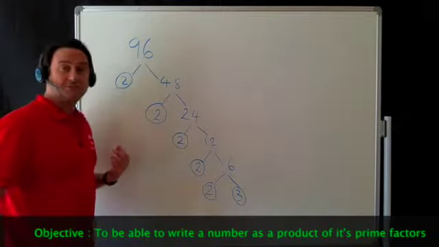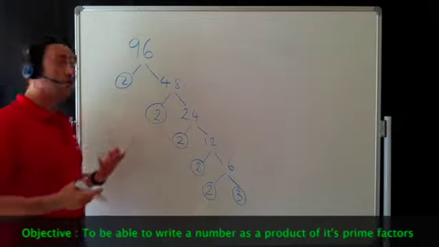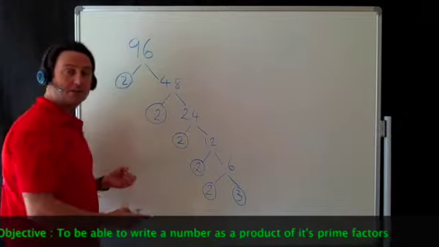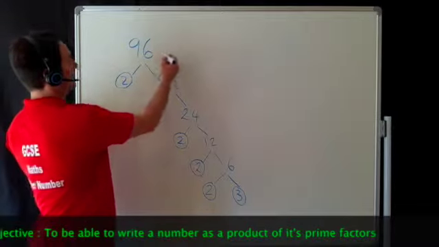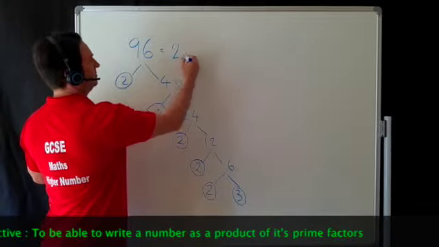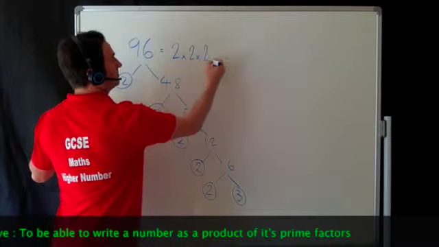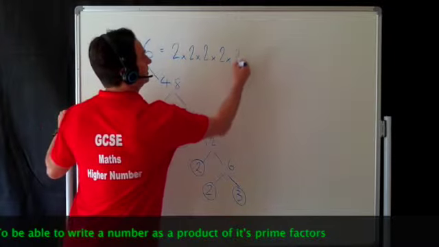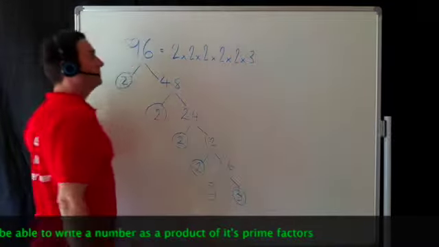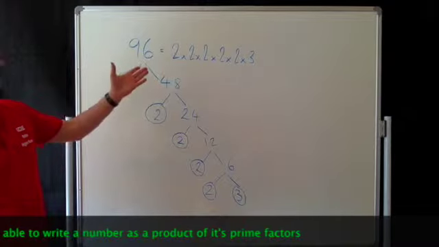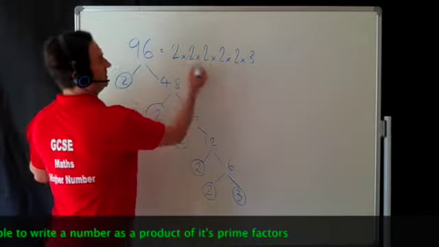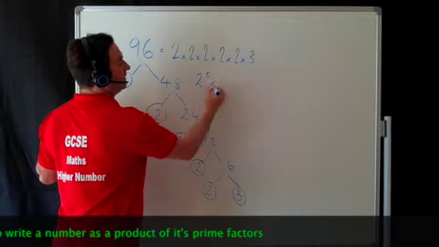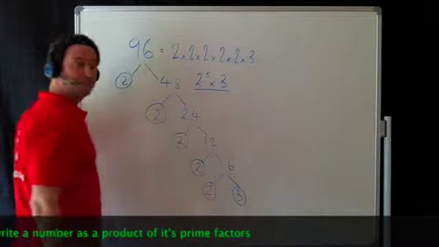Now, this is not expressed in its prime factor form, because we're looking at it as a product of its prime factors. Product means multiply, so we have to multiply these together to finish it off. So if we write this next to here, it's going to equal 2 times 2 times 2 times 2, 1, 2, 3, 4, there's 5 2's, times 3. We could also write this as a product of its powers, so there's 5 2's there, which becomes 2 to the power of 5, and the 3 on its own, times 3.